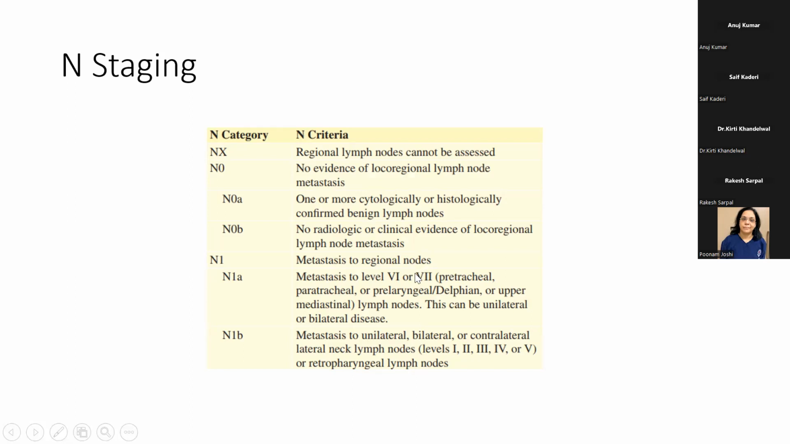Coming to N1, as we already told, the lymph nodal spread, N1 is divided into N1A and N1B. N1A is metastasis to the central compartment nodes, that is the pretracheal, paratracheal, prelaryngeal or the Delphian nodes, upper mediastinal nodes, etc., which can be unilateral or bilateral. And N1B is metastasis to the other lateral group of neck nodes and the retropharyngeal lymph nodes.